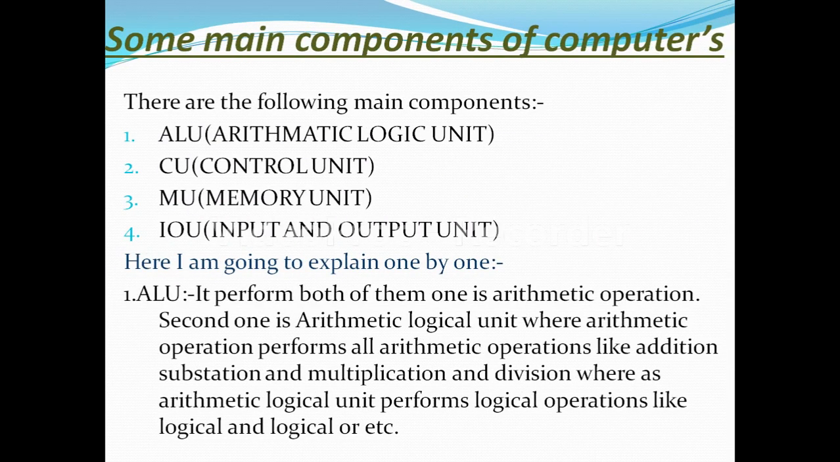Some main components of computers. There are the following main components of the computer. The first one is ALU, which means arithmetic logic unit. The second one is CU, control unit. The third one is MU, memory unit. And the fourth one is IOU, input and output unit. Here I am going to explain one by one. At first, ALU.